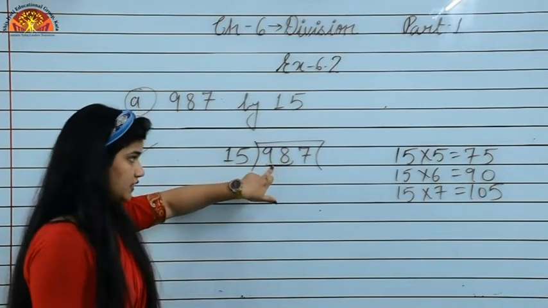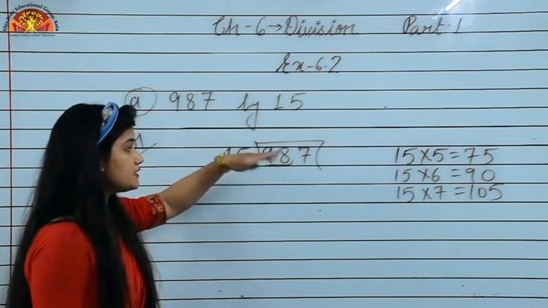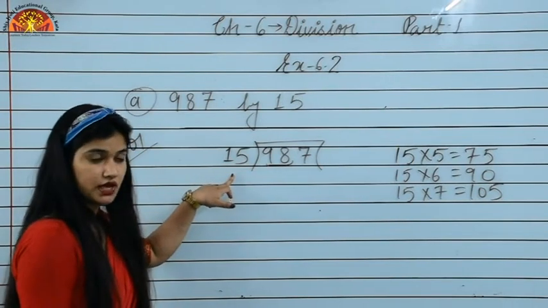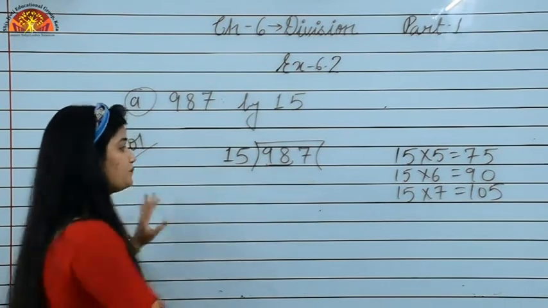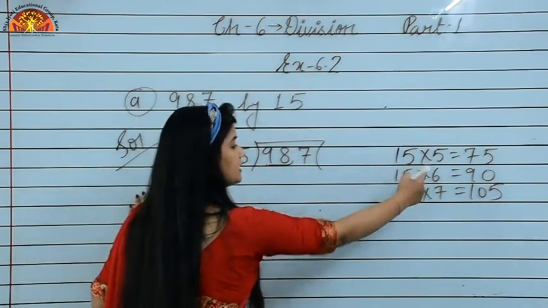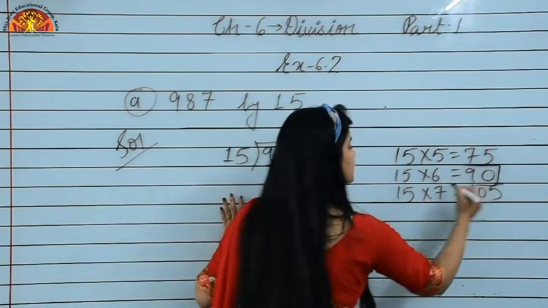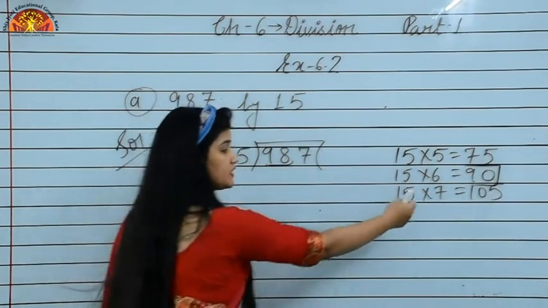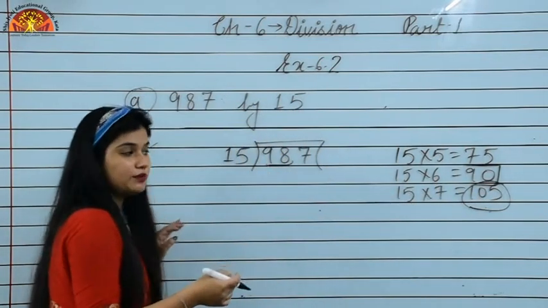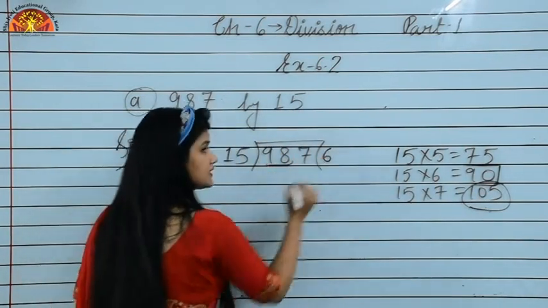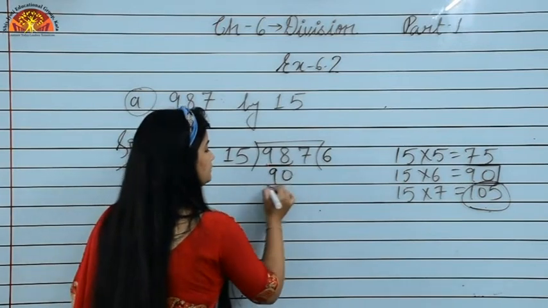And why are we taking 2 digits? Because if we take 1 digit, that is 9, and 9 is smaller than 15. That's why we have to take 2 digits, that is 98. Now 15 6s are 90. So we'll take 6 times 90, because if we take 7 times, the number will come greater than 98. That's why we are taking 6 times 90.